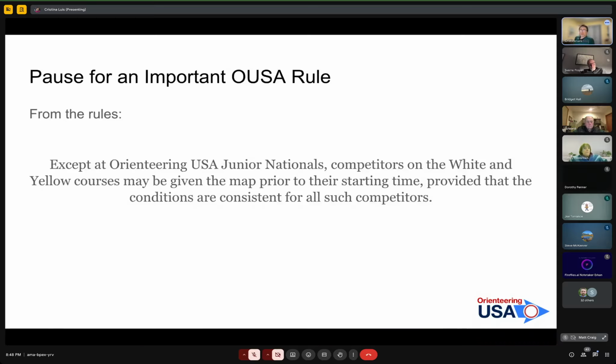All right, time out. This is a good time, when we're talking about the start, to mention a rule that I don't know everyone is fully aware of: white and yellow competitors at national ranking events can see their map prior to their start. I think this is a fantastic practice.